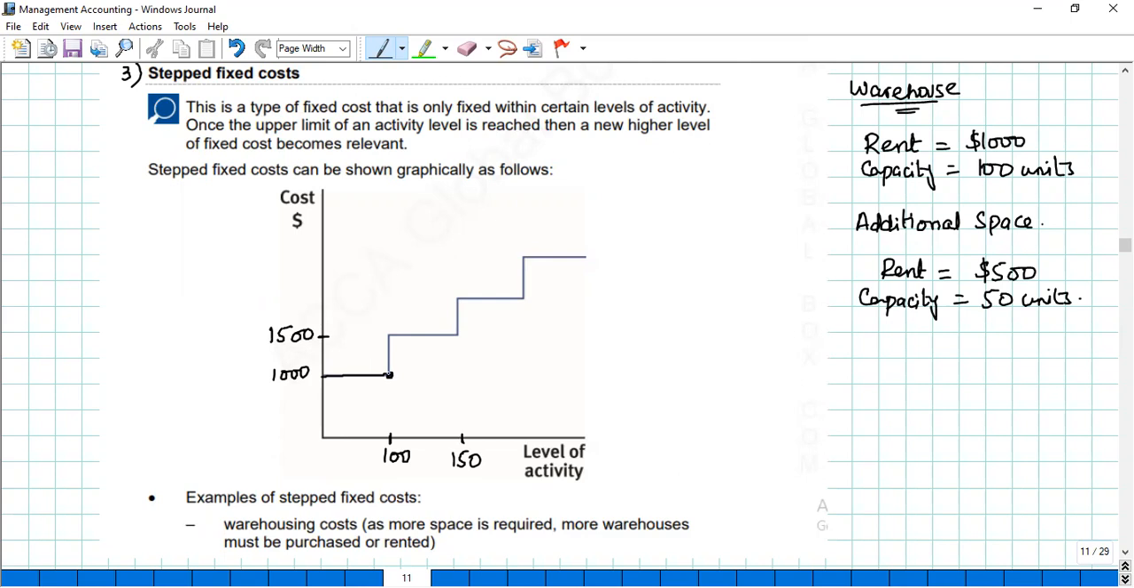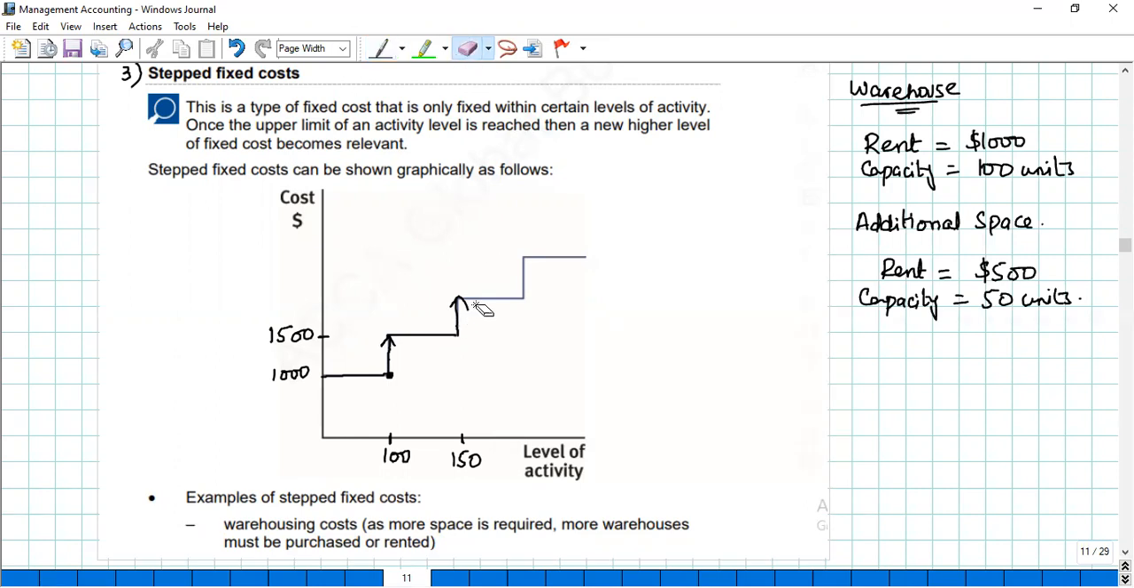So when this 100 unit target is exceeded, when you are out of capacity, you have to get another space on rent. So there will be a step up, there will be an increase in cost, and that increase is of 500. So such a cost is known as step fixed cost. Again, this cost will be fixed. So your total rent cost will be 1500 up to the storage capacity of 150 units. If you have to store more than 150 units, again you have to have another space on rent. So again there will be a step up in cost. So such a cost is known as step cost or step fixed cost.